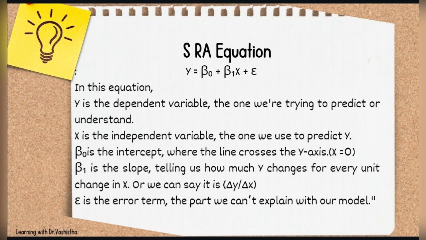Beta naught is the intercept. It is the point where the line crosses the y-axis, basically where the value of x is 0. Beta 1 is the slope, which tells how much the value of y changes for every unit change in the value of x, or we can say it's delta y upon delta x. E is the error term. It is the part which we could not explain in our model, so we take all of that in E.